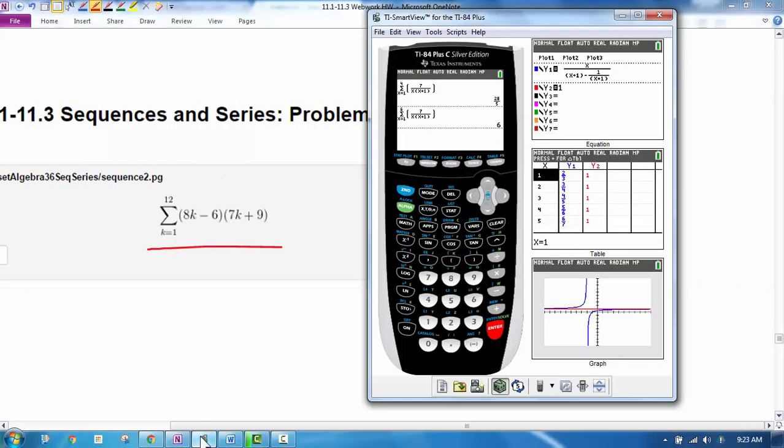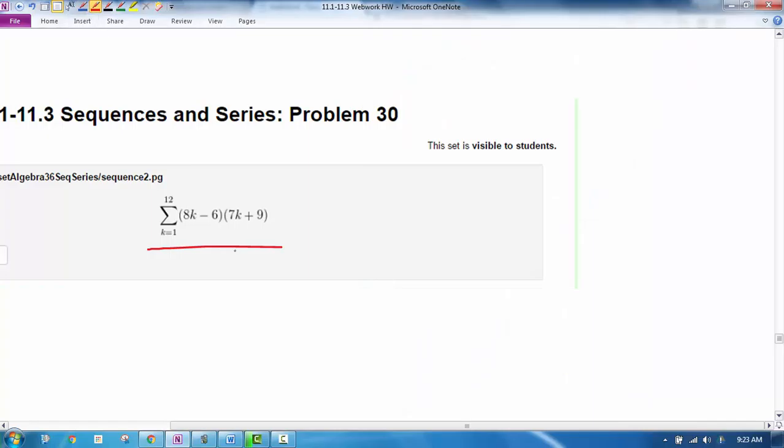Okay, the next problem is one we're just going to plug in the calculator again. So just pull out your calculator and plug this in. We go to alpha window and hit 2. And I get 38,092.